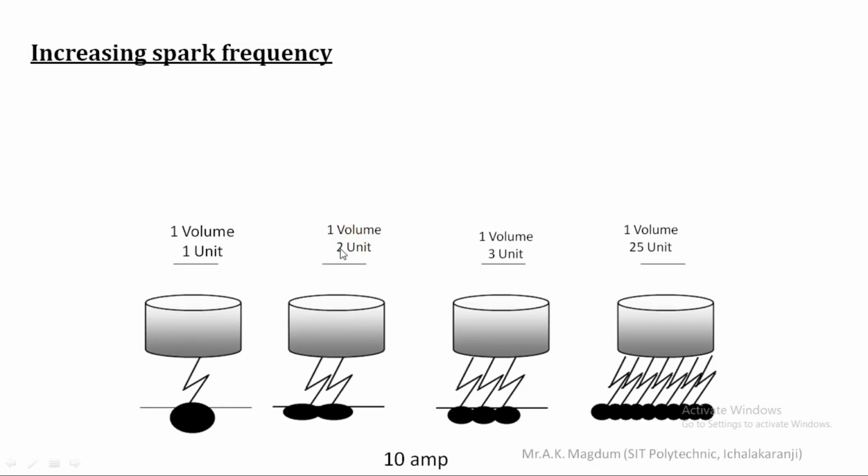increasing the current. Next, increasing the spark frequency. This image clearly indicates one volume one unit, one volume two units, one volume three units, and one volume 25 units. Here there is the spark, one volume, one unit. There are two volumes, two units. It means whenever one spark takes place, that is the spark frequency. How you can maintain it depends on that also. What are the factors which will affect that machine?